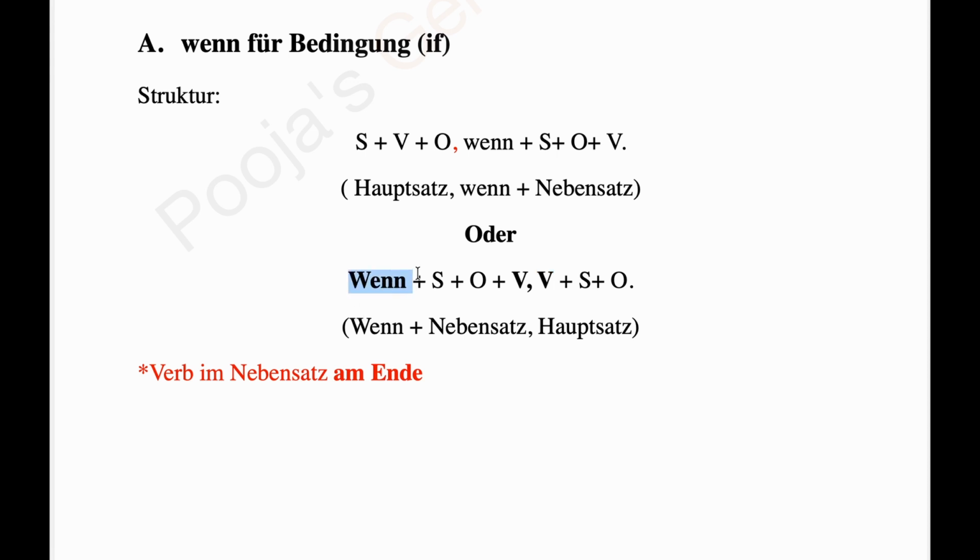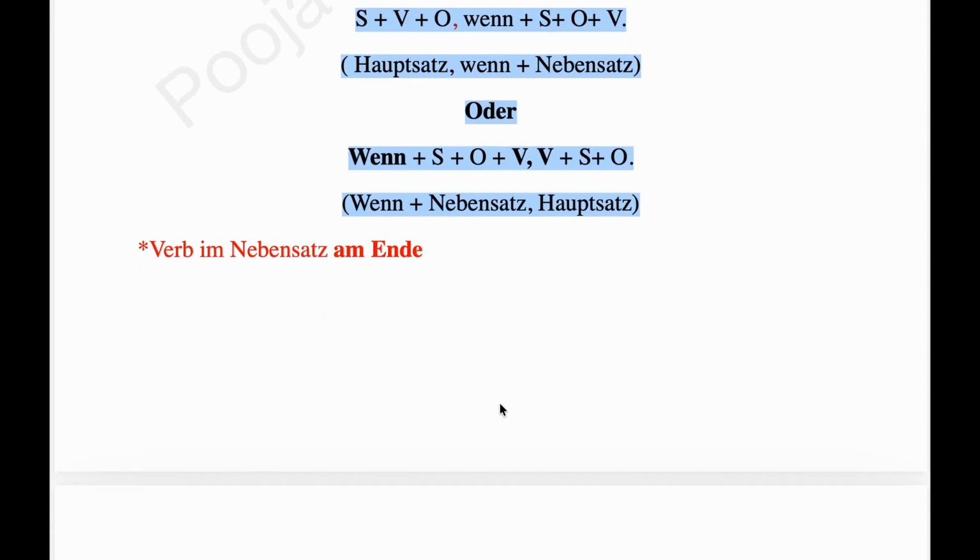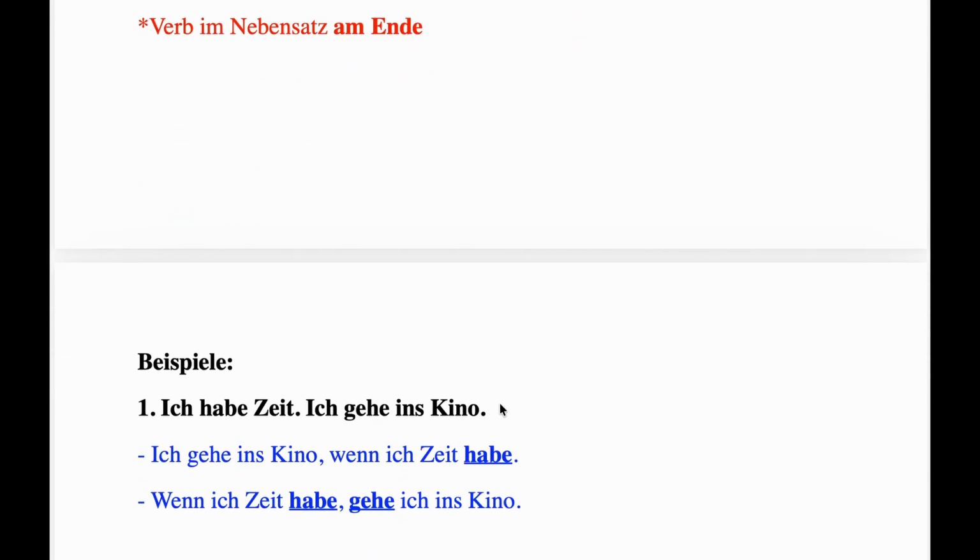Clear? So, these are the two sentence structures we have. Let me make it more clear with the help of some examples. Here we have the very first example. For example, if I say, Ich habe Zeit, I have time. Ich gehe ins Kino. I am going to the cinema.